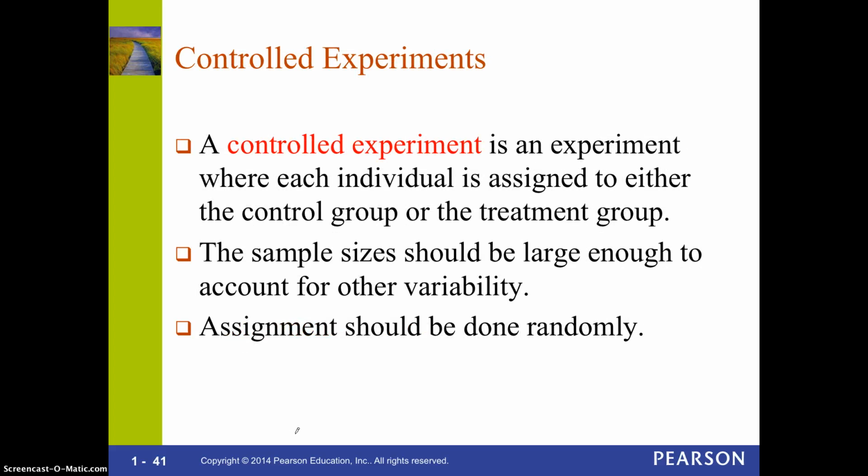Okay, so you can have what we call a controlled experiment. In a controlled experiment, each individual is assigned to either the control group or the treatment group. Okay, you should have a large sample size because we always have variability. Okay, and the assignment should be done randomly. The idea of doing the assignment between the two groups randomly is so your goal is to have the two groups as similar as possible before you ever start the experiment. Okay, in the next video we actually have a little example where if you don't assign them randomly, it's hard to determine which method works better.